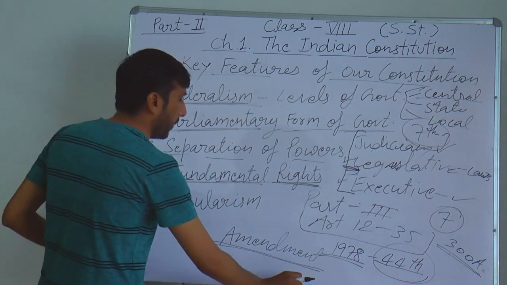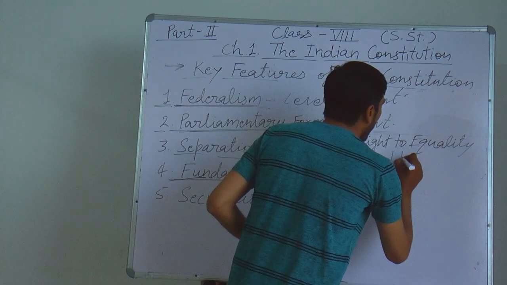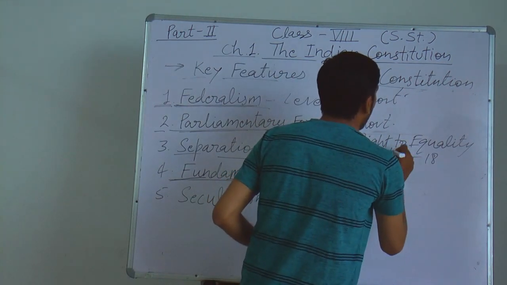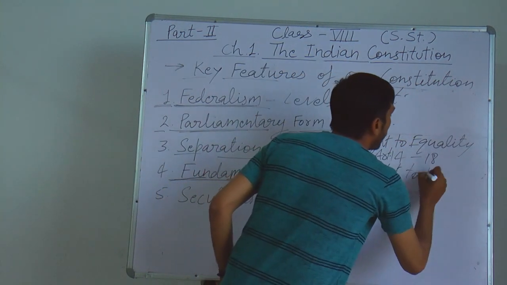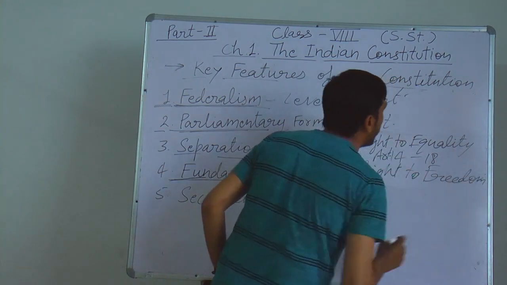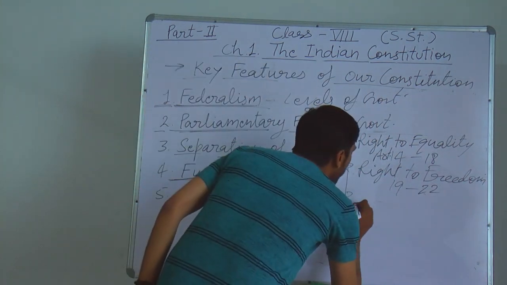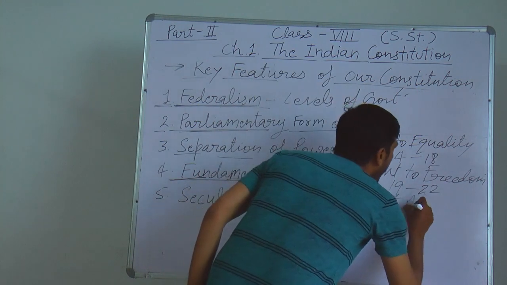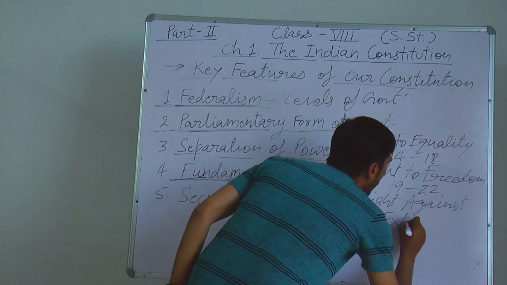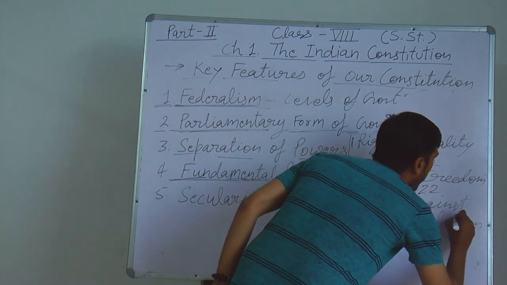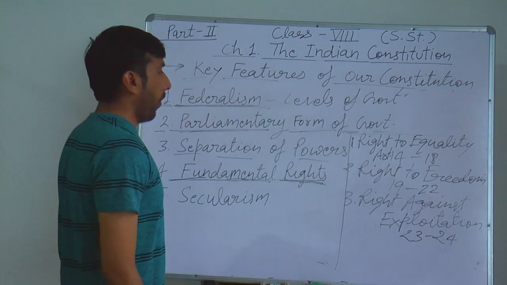I am telling you which fundamental rights. The 6 fundamental rights: First is right to equality. It is given in Article 14 to 18. Second is right to freedom. It is given in Article 19 to 22. Third is right against exploitation. It is given in Article 23 and 24.